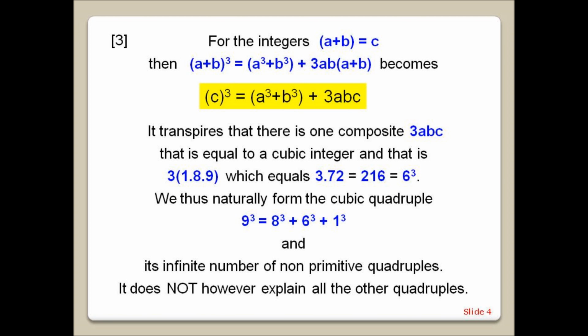We thus naturally form the cubic quadruple 9 cubed equals 8 cubed plus 6 cubed plus 1 cubed, and its infinite number of non-primitive quadruples. It does not, however, explain all the other quadruples.